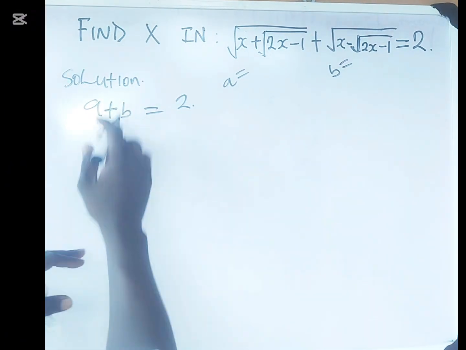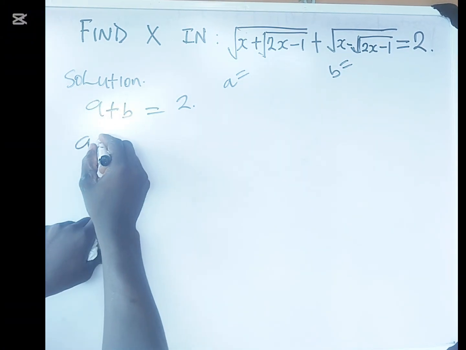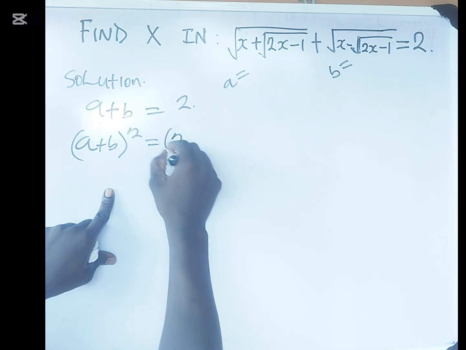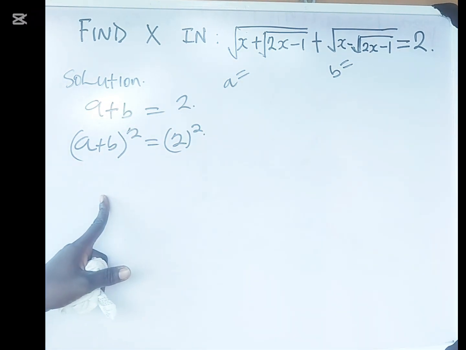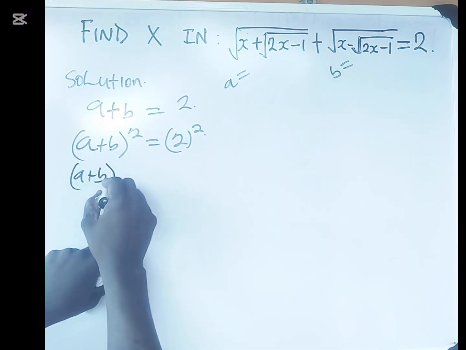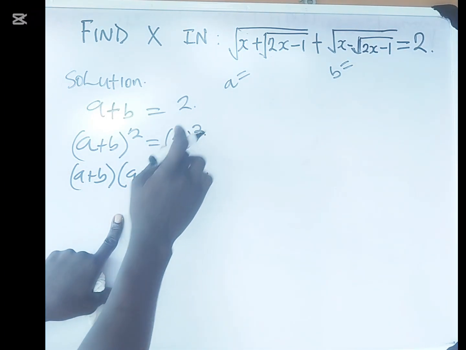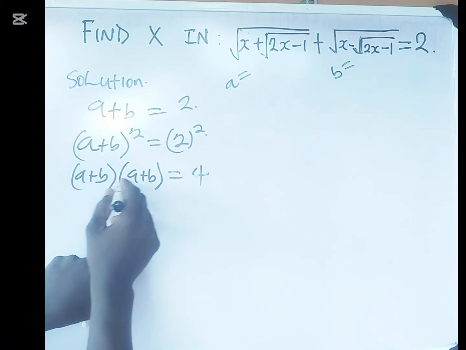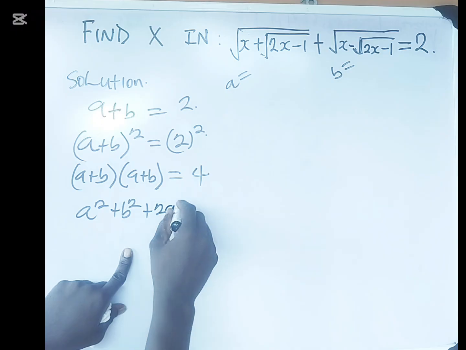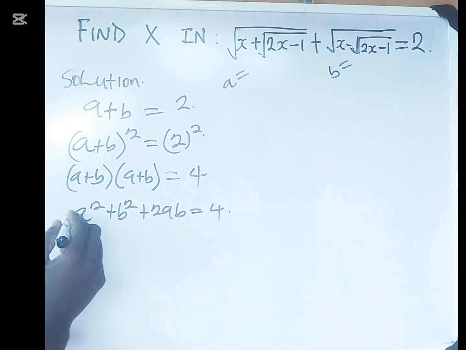The next thing I want to do is to square both sides. If I square both sides, I will have A plus B squared is equal to 2 squared. A plus B squared is A plus B times A plus B. 2 squared is 4. When you expand this, you're going to get A squared plus B squared plus 2AB is equal to 4. This is very important to me.